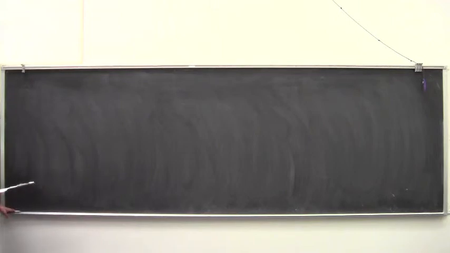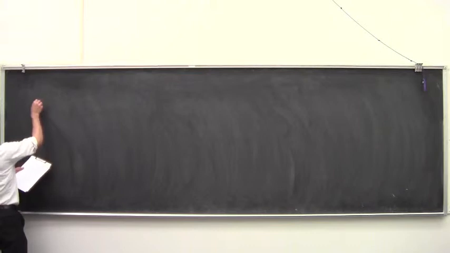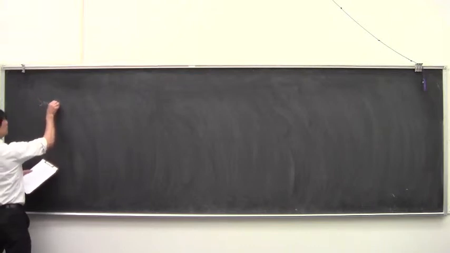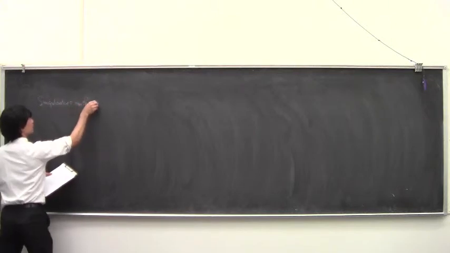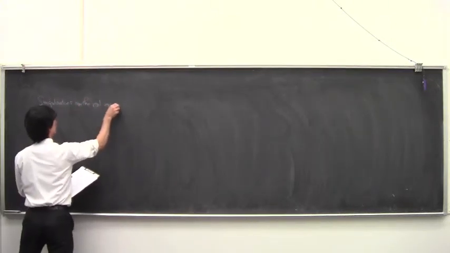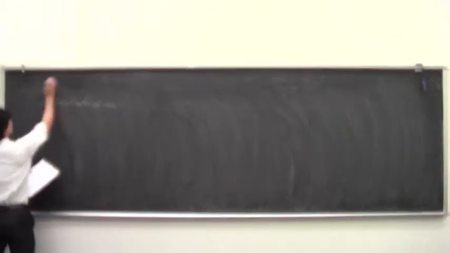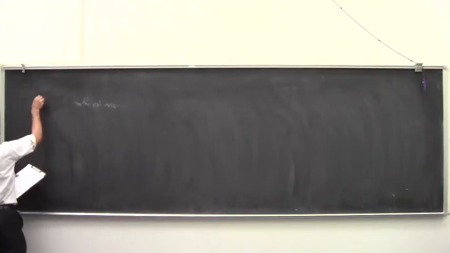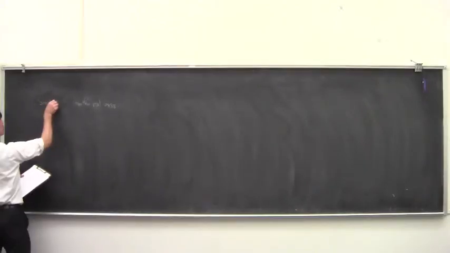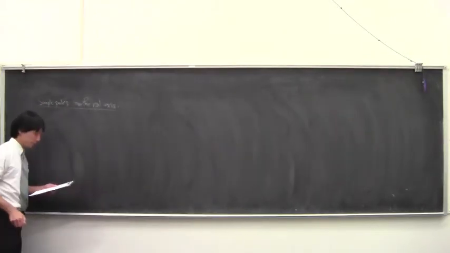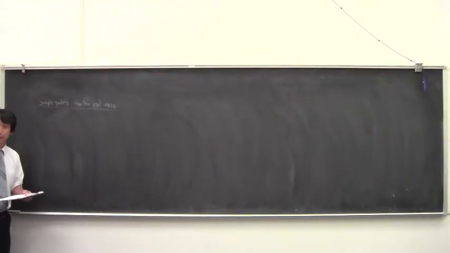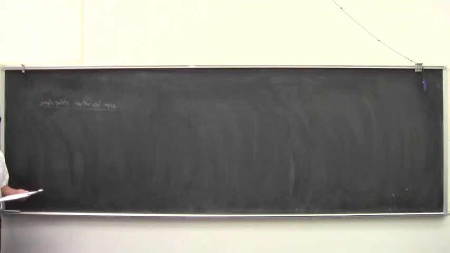Second to last trick, I think. Singularities on the real axis. But really, not any singularities. We're going to have a particular case. Suppose your function has simple poles on the real axis, right?